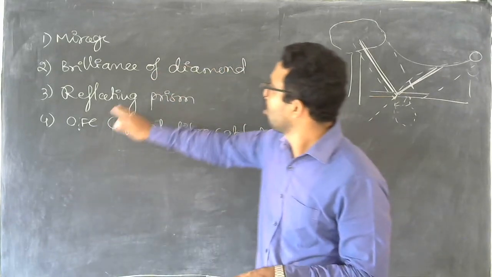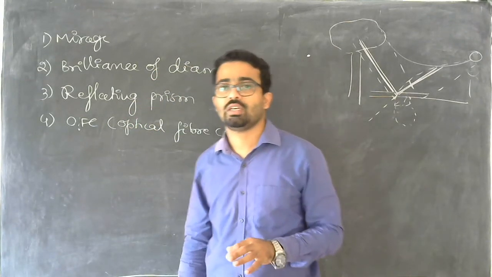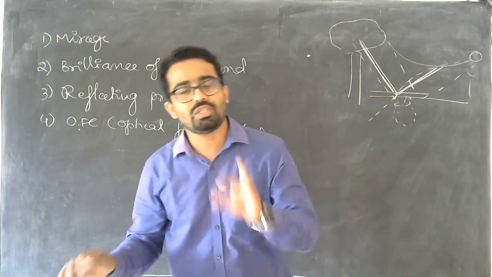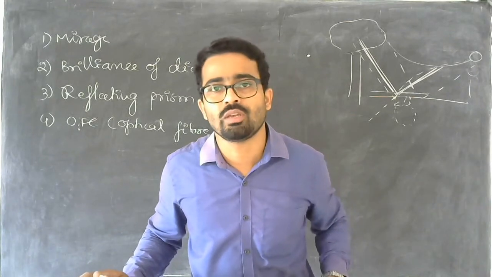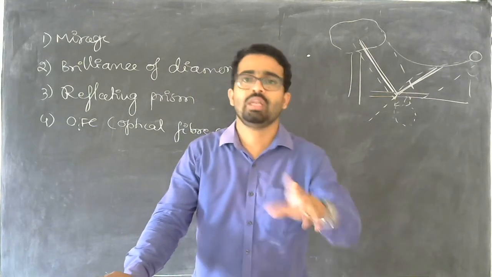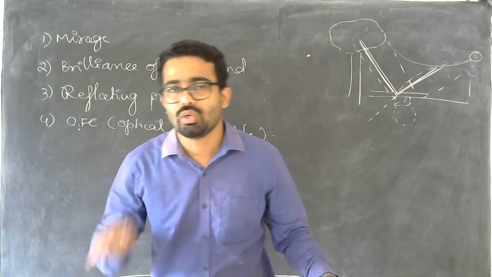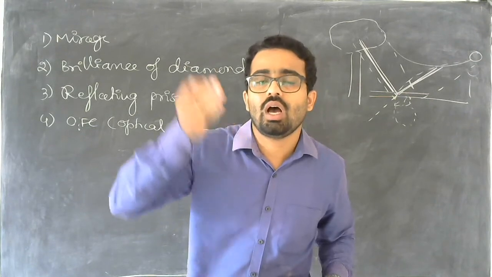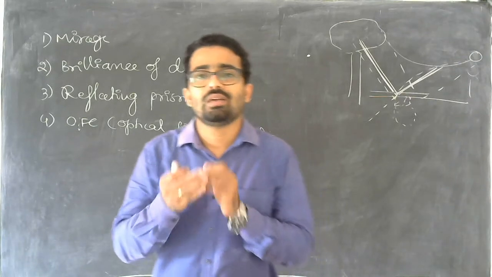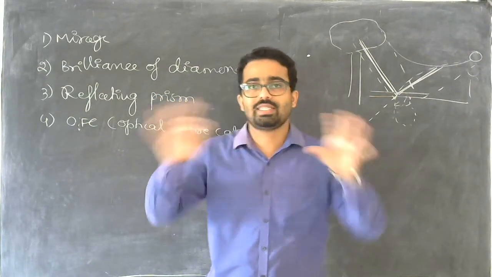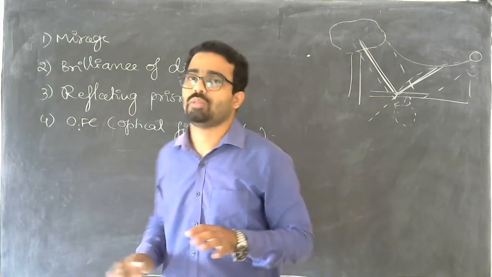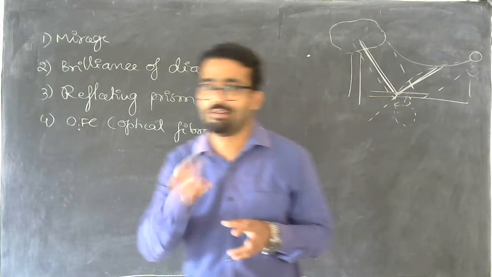So the next application of total reflection is reflecting prisms. These are the prisms which are used in periscopes. You might have seen periscopes in your olden days, I mean lower classes. It was using two prisms which will give the same image without disturbing its size or anything. So there also the process involved is total internal reflection.